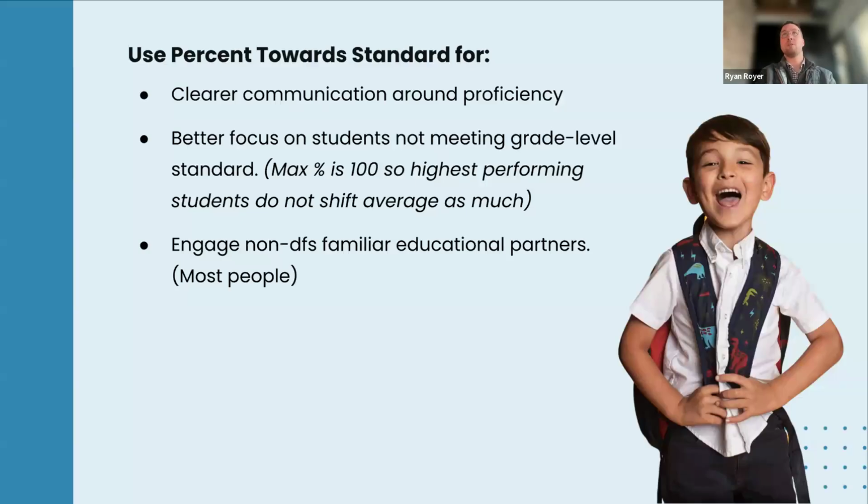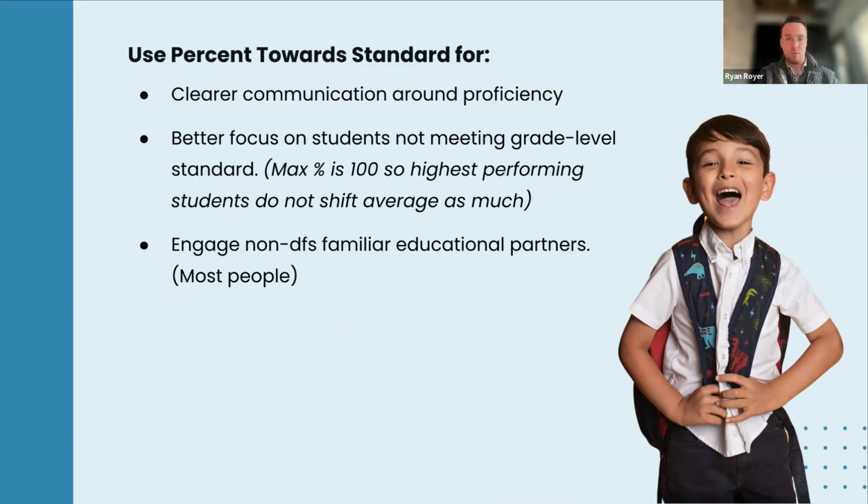So this gives us clear communication around proficiency. It gives us a better focus on students not meeting grade level standard. Max percent is 100, so highest performing students do not shift average as much. And then it allows you to engage non-distance from standard familiar educational partners, which is most people. So if you can communicate their relationship to proficiency in a percentage, that's much easier to understand than an upside down bar graph for your 8th grade math.